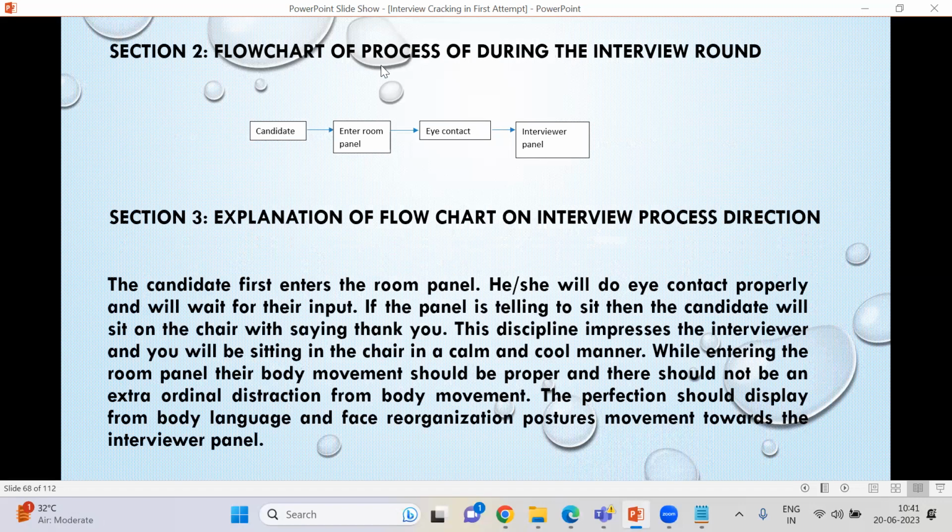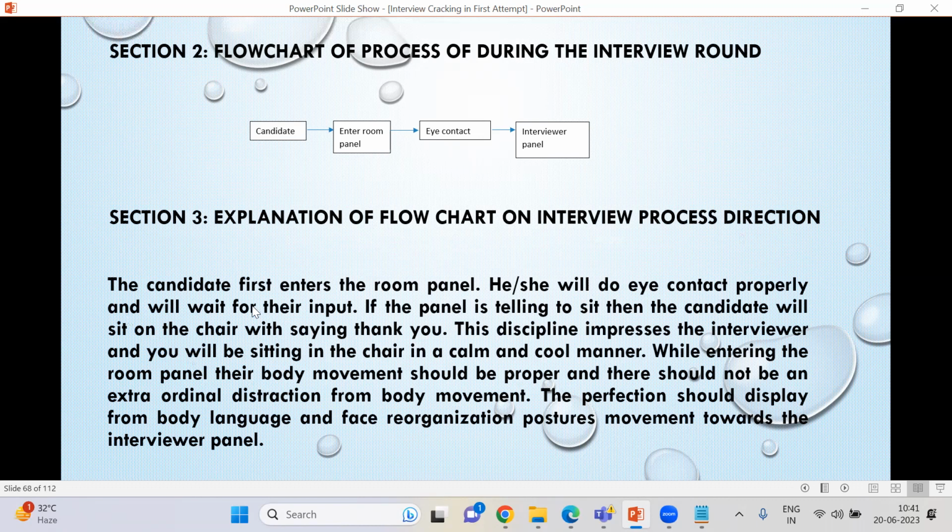Section 2, flowchart of process of during the interview round. So this is a flow chart. It shows how the candidates reach the interview panel with better communication. Here the candidate first will enter a room and do proper eye contact with the interview panel. Section 3 is about explanation of flowchart on interview process directions.